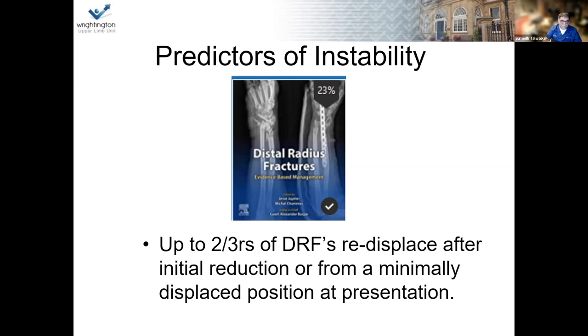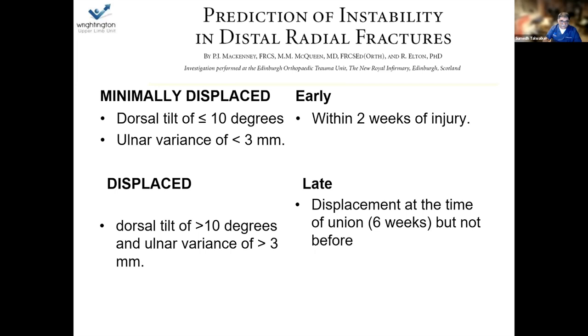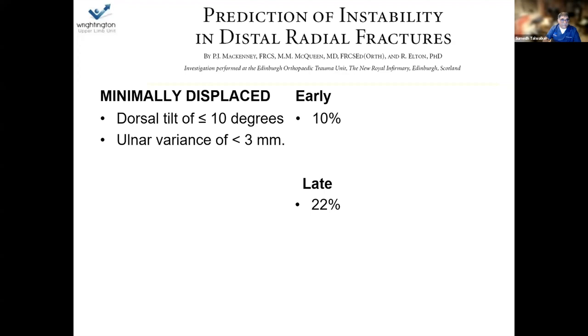4,000 distal radial fractures that were assessed prospectively. And they looked at minimally displaced fractures and displaced fractures using the 10 degrees and the 3 millimeter threshold and early and late displacements, depending upon whether it was at 2 weeks or at 6 weeks around the time of union. And they found that minimally displaced fractures, there was a 10% chance of early displacement and a 22% chance of late displacement. So one in five occurring at 6 weeks, and these were treated conservatively.